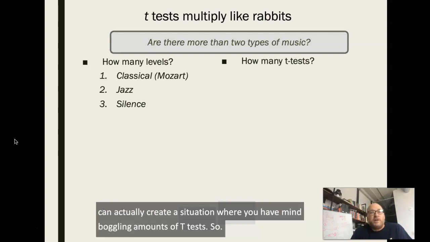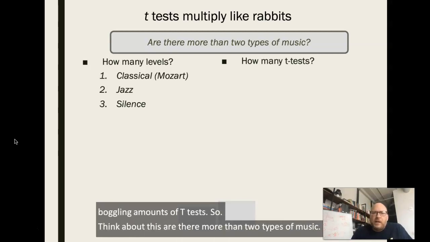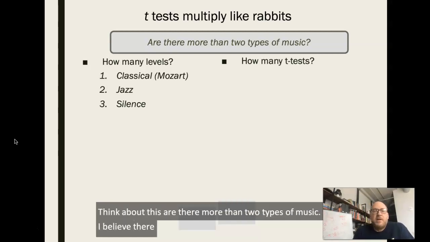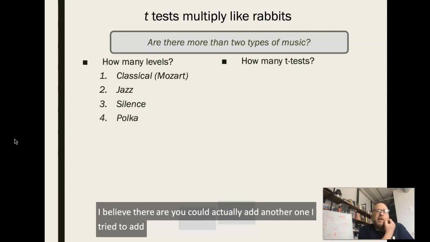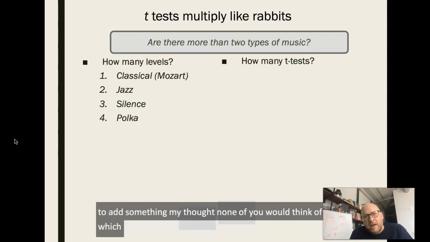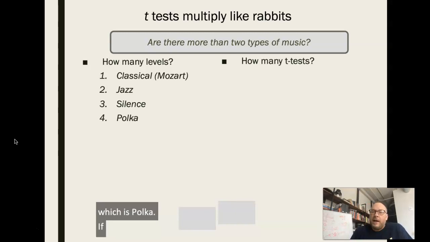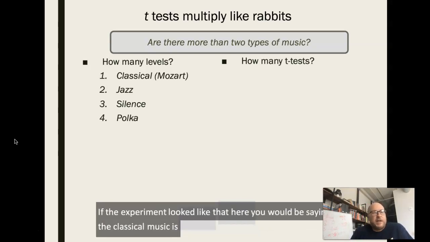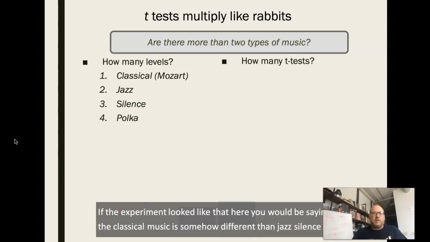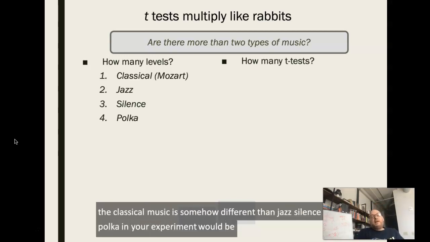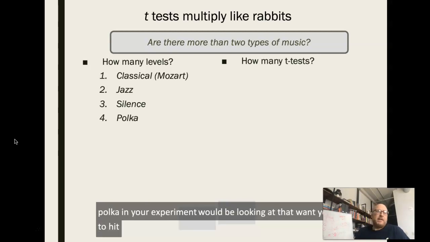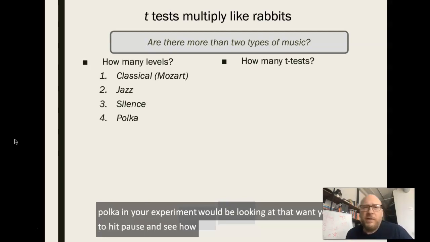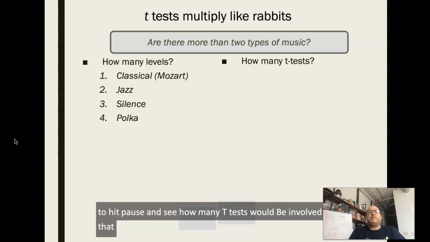So think about this. Are there more than 2 types of music? I believe there are. You could actually add another one. I tried to add something I thought none of you would think of, which is polka. If the experiment looked like that, here you would be saying that classical music is somehow different than jazz, silence, or polka, and your experiment would be looking at that. I want you to hit pause and see how many t-tests would be involved in that.